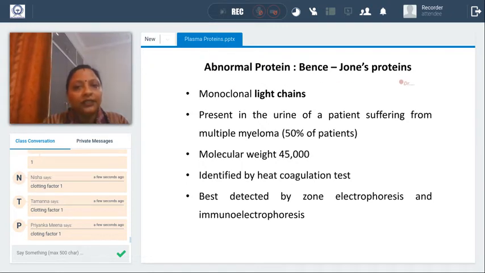Bence Jones protein is an example of an abnormal protein, monoclonal light chains present in the urine of a patient suffering from multiple myeloma. So it is a biomarker of multiple myeloma, identified by a heat coagulation test, best detected by electrophoresis and immunoelectrophoresis. So this is monoclonal light chains, an abnormal protein, this Bence Jones protein.